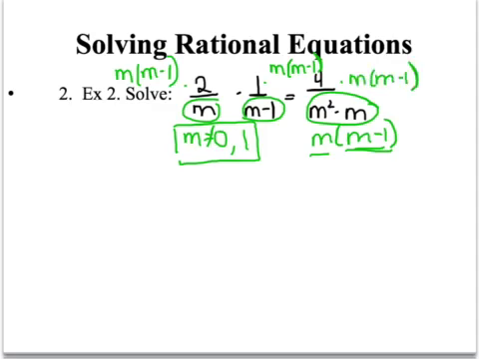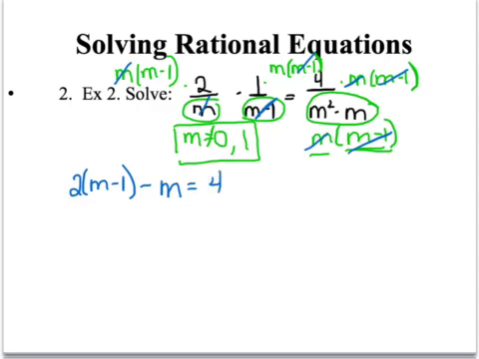And now when I multiply, your denominators are going to cancel. You have m over m, that's 1, so you're left with 2 times m minus 1. In the second term, the m minus 1's go away, and you're left with 1 times m, which is just m. Then in the third term, I'm going from the factor denominator here. The m's go away to 1, m minus 1 goes away to 1, and I'm left with just 4.